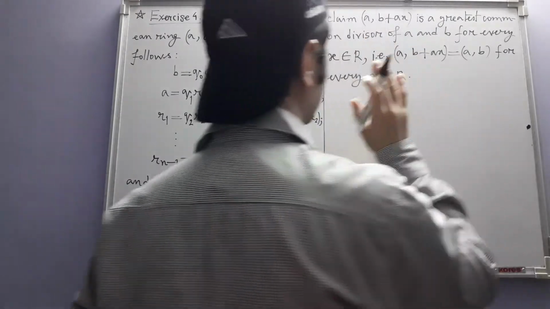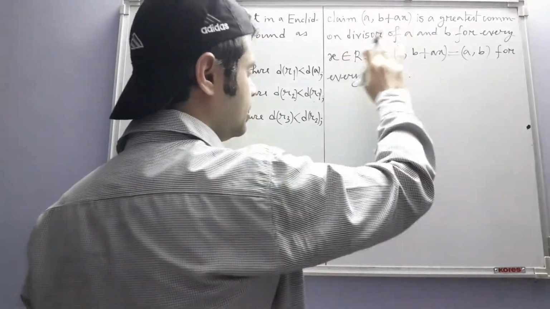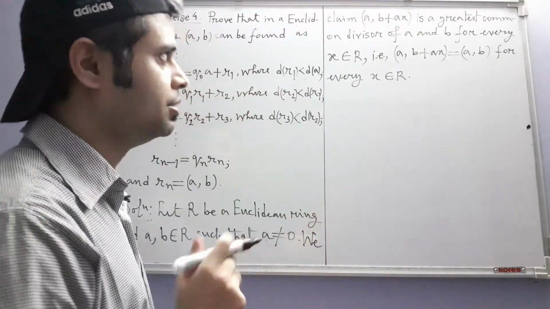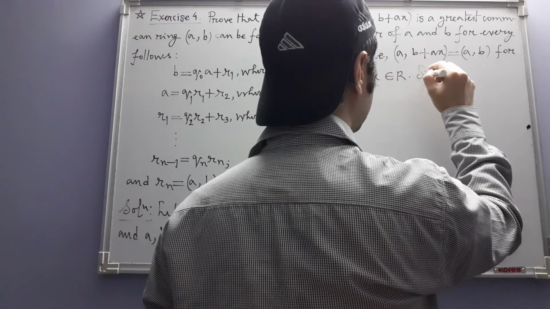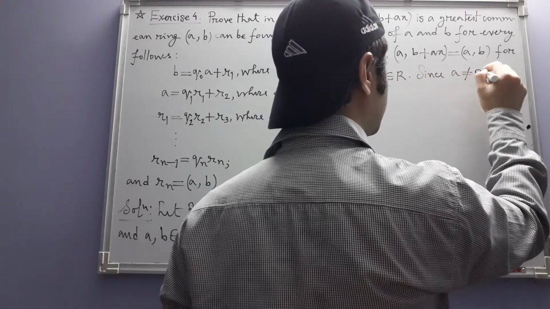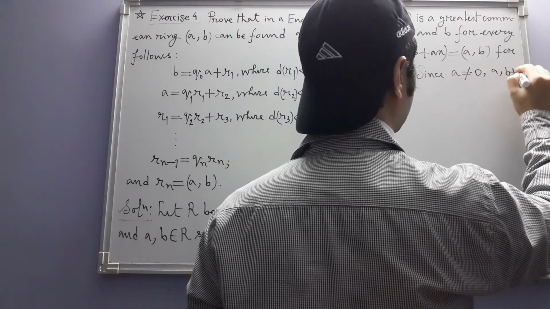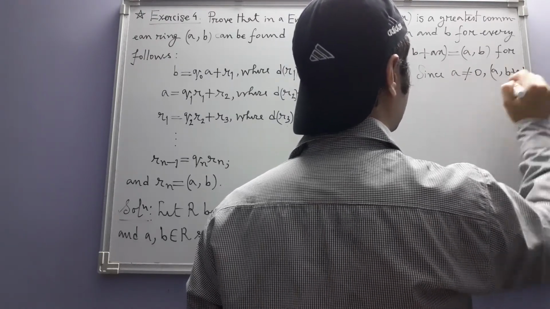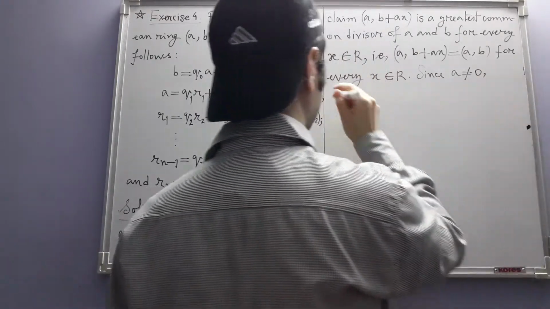Now anyway, basically what we have to show here is that this is a GCD of A and B. Okay. Since A is non-zero, this exists, or I may write in the next line.